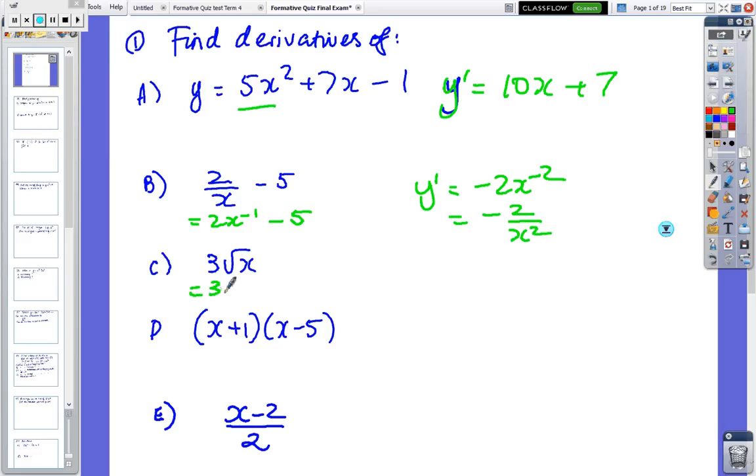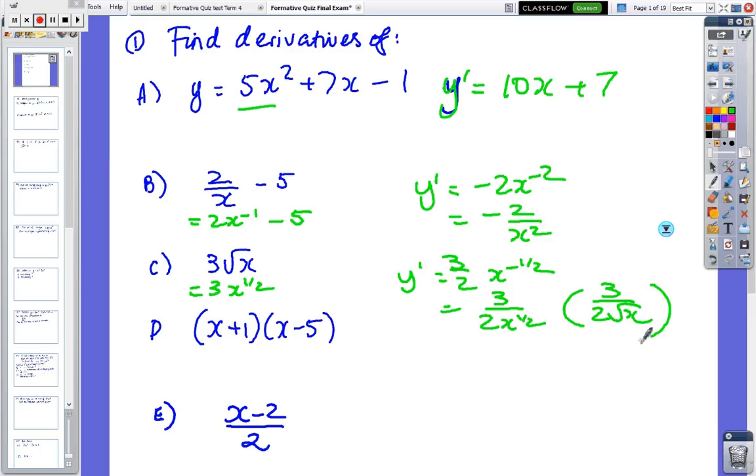This one here, you've got to turn it into a half before you can derive it, and so y dash will equal 3 over a half x to the minus a half, which is 3 over 2x to the half, and if you wanted to, that's 3 over 2 root x. We can leave it as the fractional power.